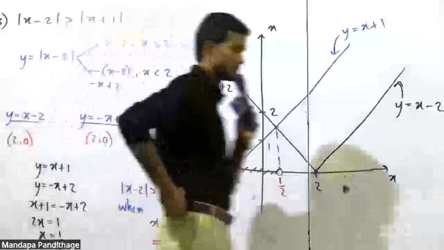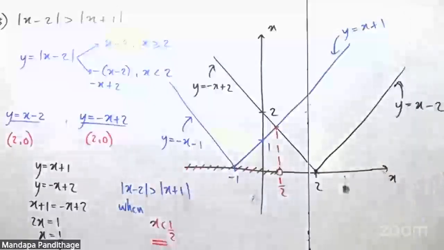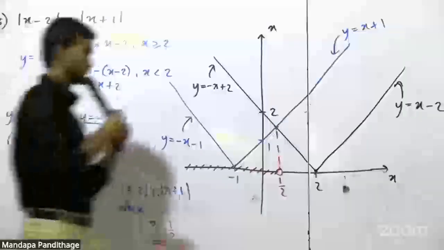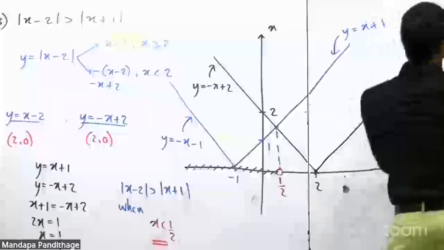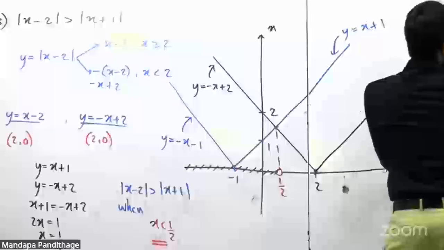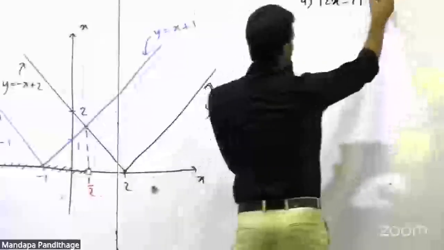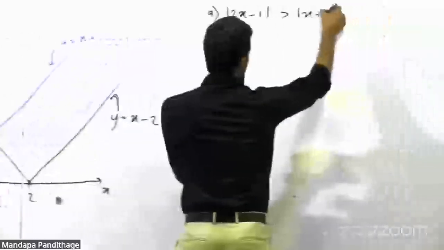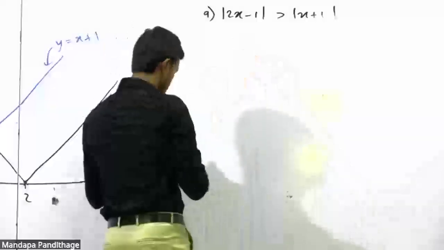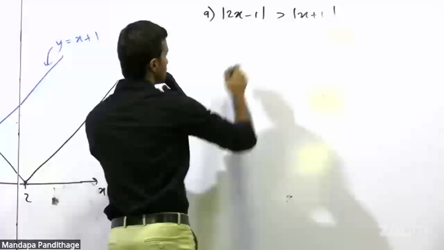So you can even respond whether it is clear, whether you have got the correct answer. Okay, so question number 9 is the same thing, but 2x minus 1. So here we are having a gradient change. 2x minus 1 should be greater than this. So here, write the definition.